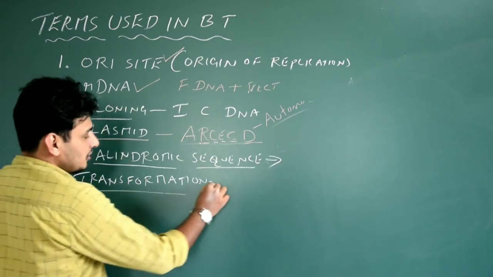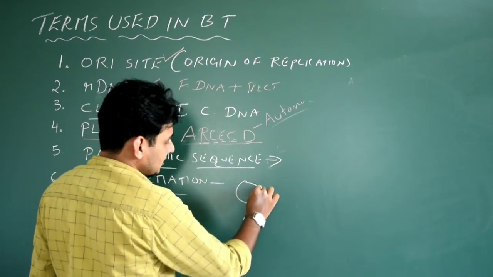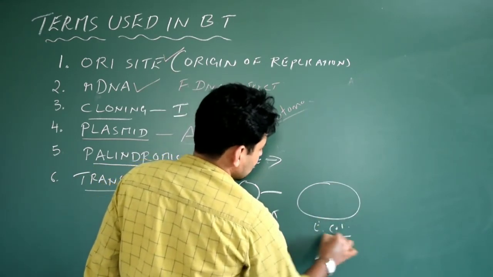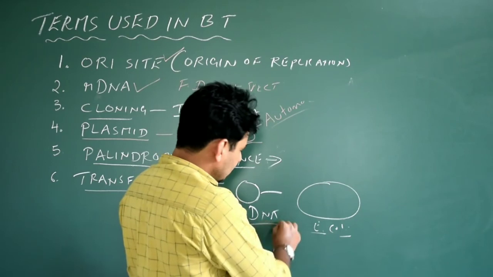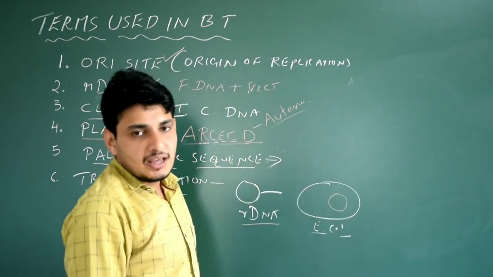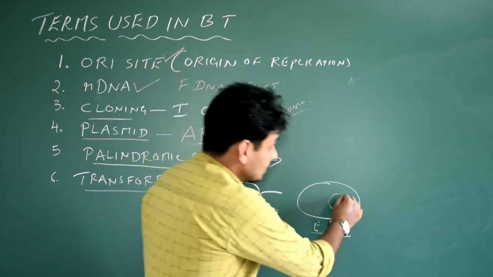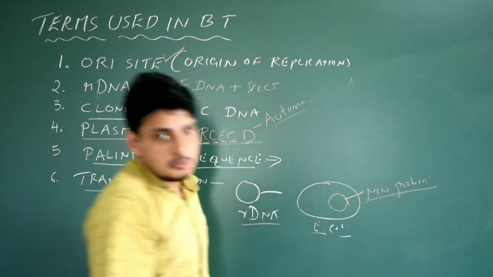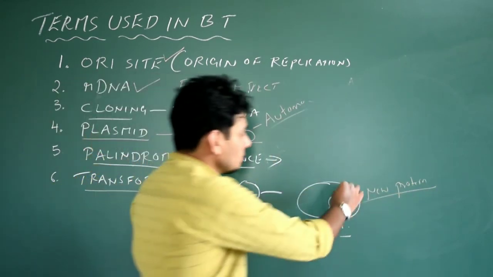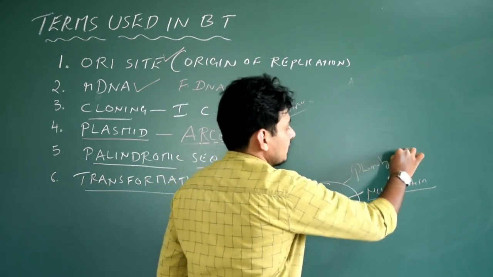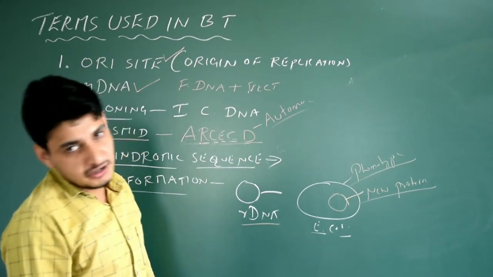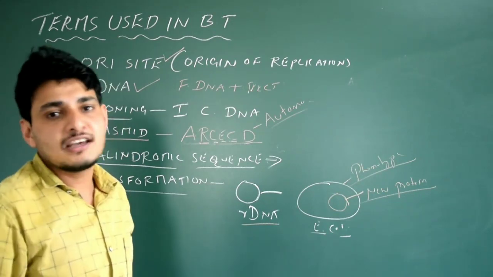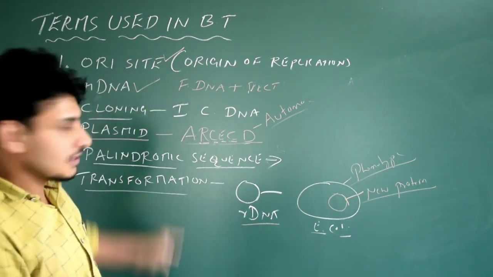The last one is transformation. Very simple. Now I have already constructed a recombinant DNA, rDNA, and I am going to introduce it into a host. For our understanding, we consider E. coli. I have introduced this rDNA into it, and the E. coli is now transformed. Why is it transformed? Because it is going to produce a new protein. Our gene of interest produces the new protein, and this new protein is going to change the phenotype of this E. coli. So transformation is the uptake of foreign DNA by a living organism, which changes its phenotype. Hope you understood.